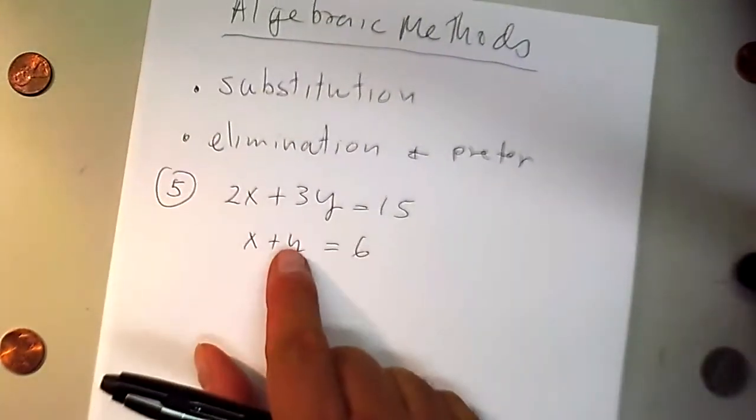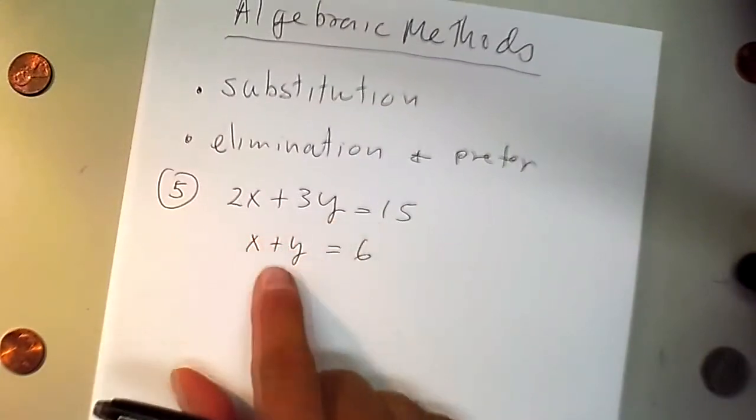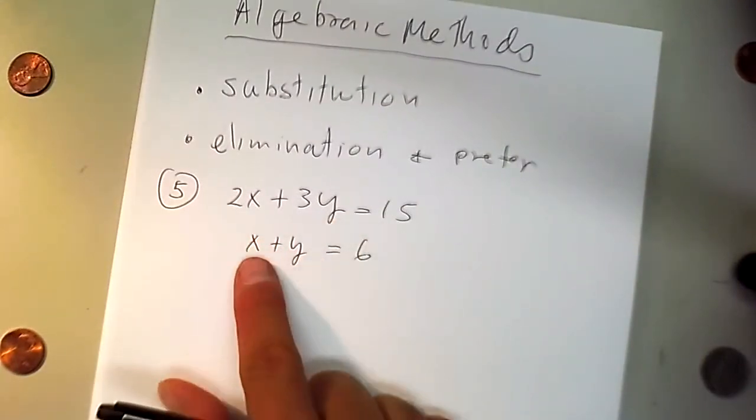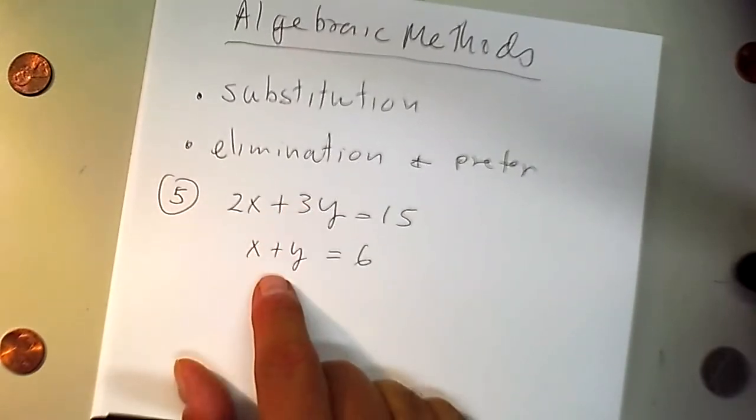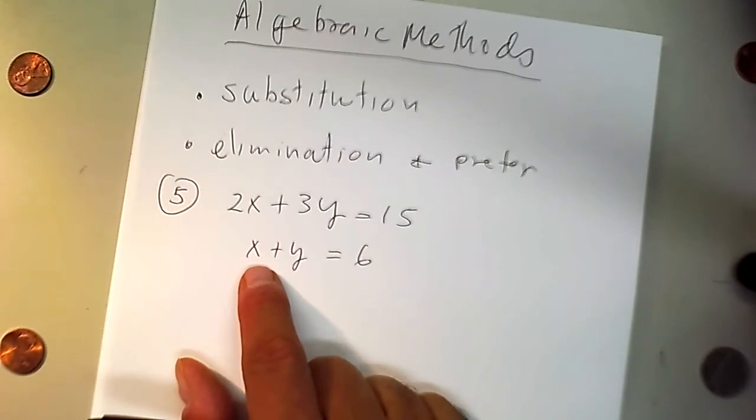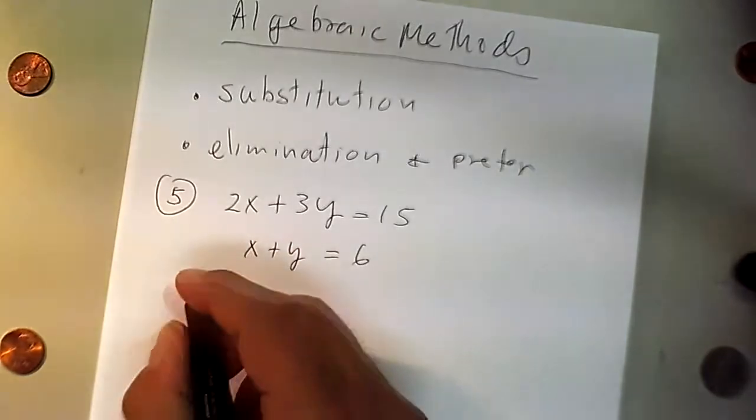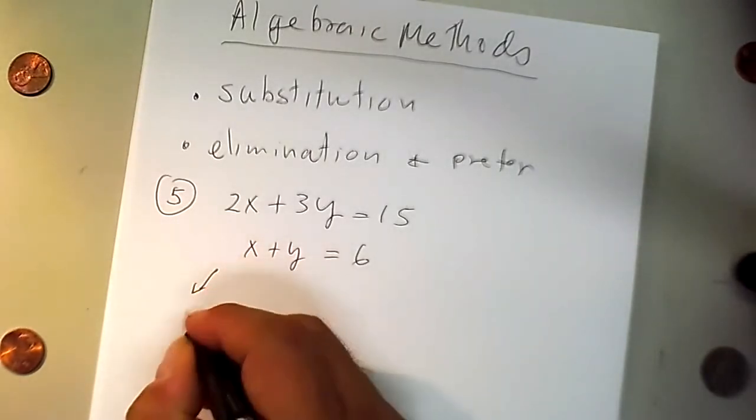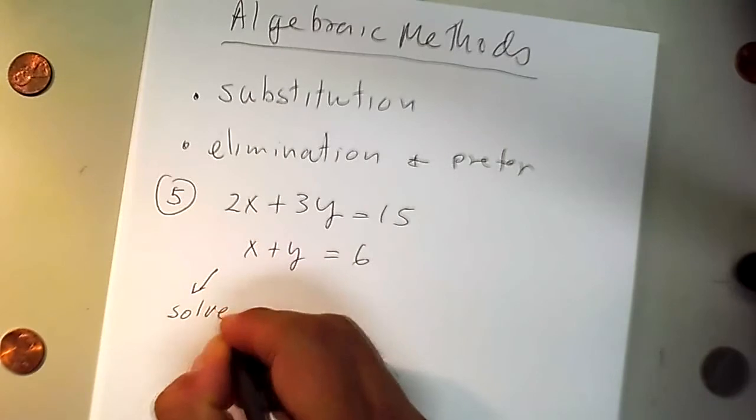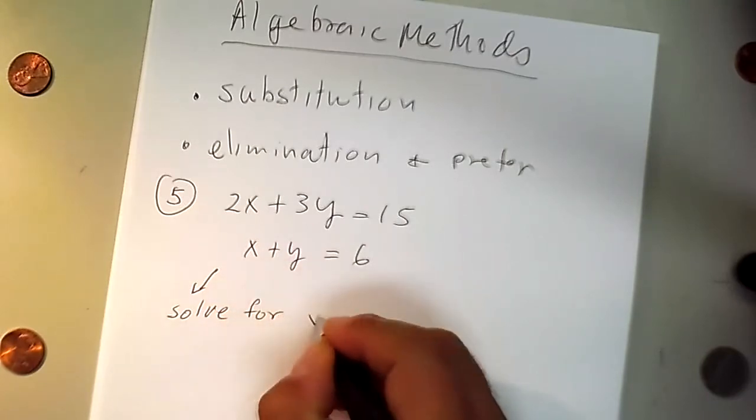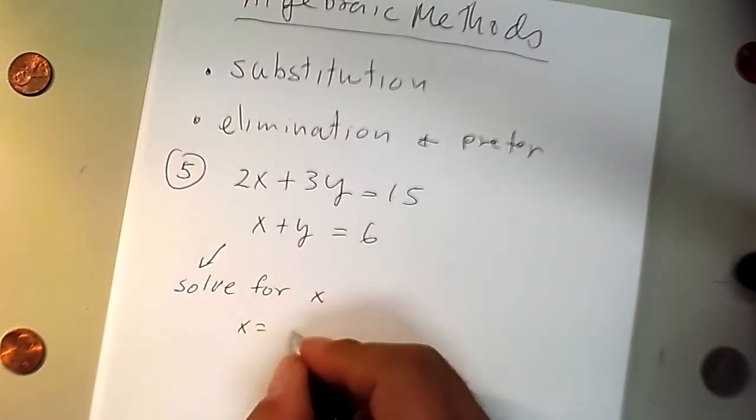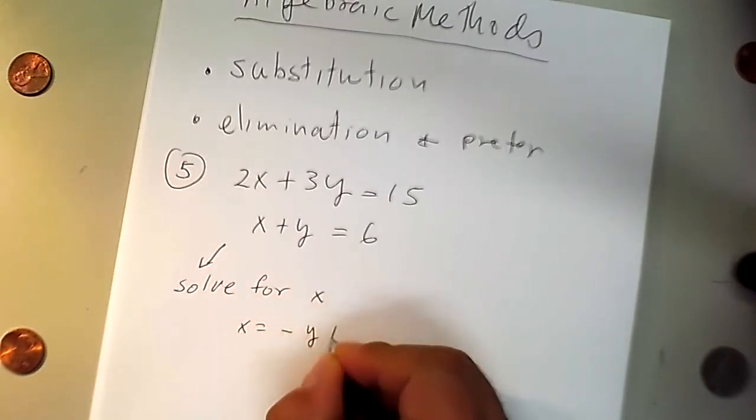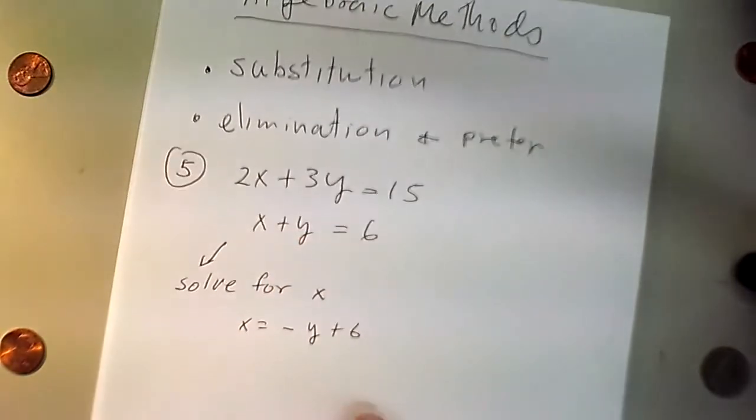Anyway, solve for one of the variables in one of the equations. It doesn't matter which one. Now, we typically pick an easy one, such as the second equation. So for instance, here, we can solve for x in this equation, and so x equals negative y plus 6. All we do is subtract y from both sides of the equation.